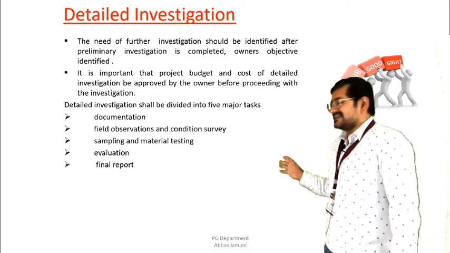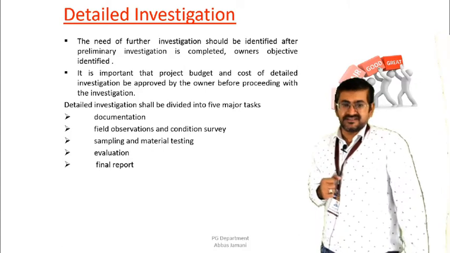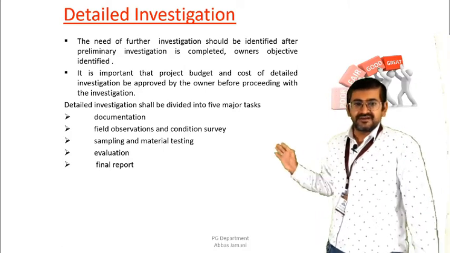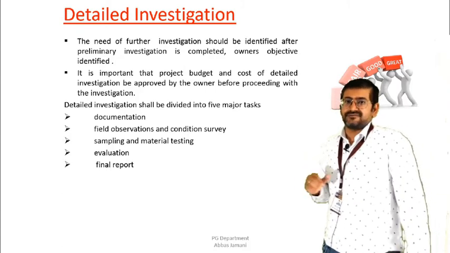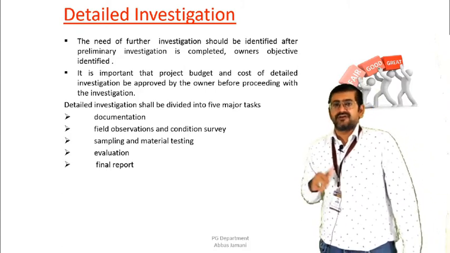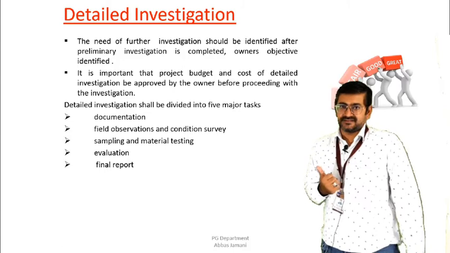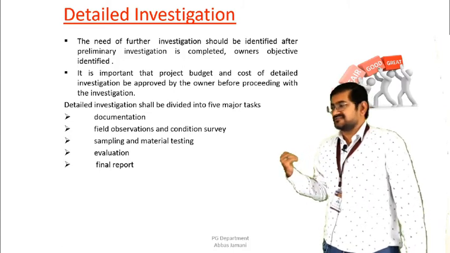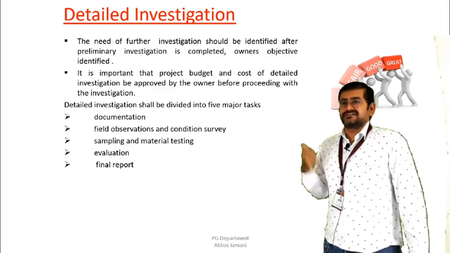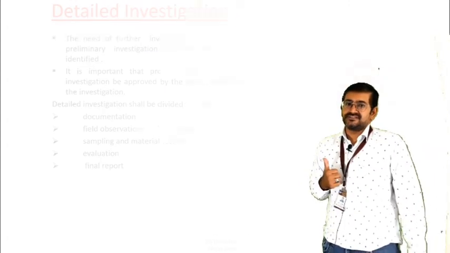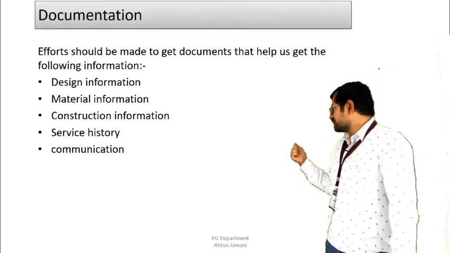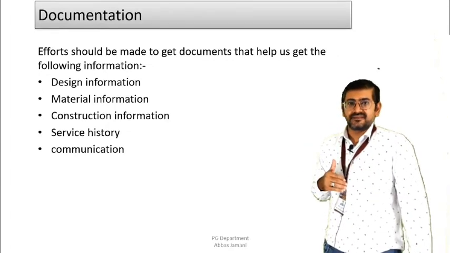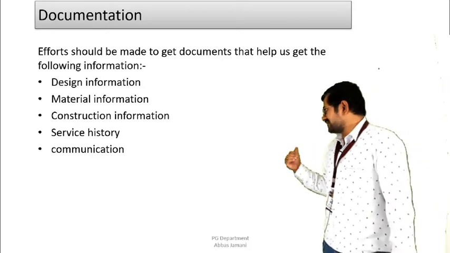Then second is site observation or field observation and condition survey. Third is sampling and testing of the material. Fourth one is the evaluation, and fifth one is the final report. Just like in the previous lecture, here also we are going to take up these topics one by one and see which things need to be included under each of these categories. If we talk about the first category, documentation, we need to focus on 4 or 5 different things.